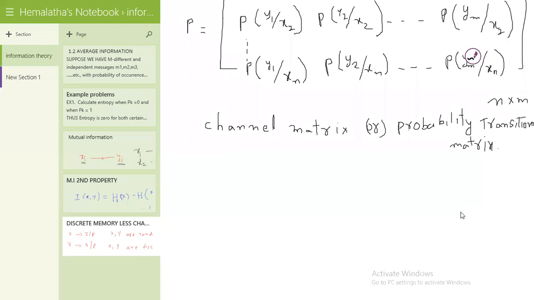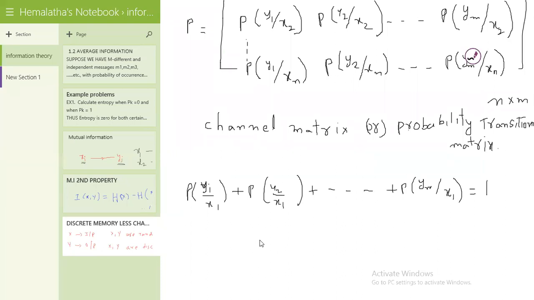Okay. Next, here we can write like this: probability of y1 by x1 plus probability of y2 by x1, and until probability of ym by x1. These are all the possibilities when x1 is transmitted, that is equal to 1.